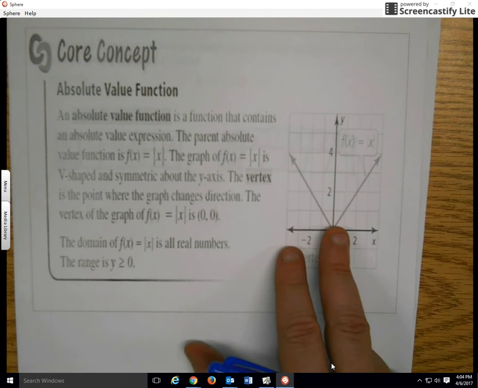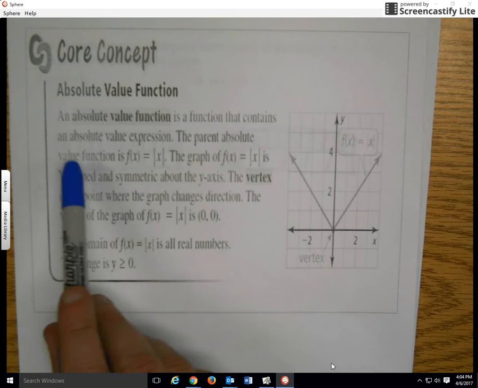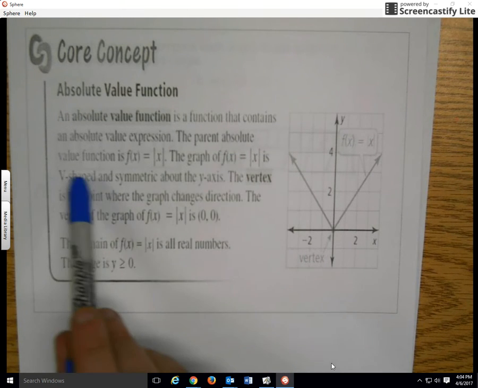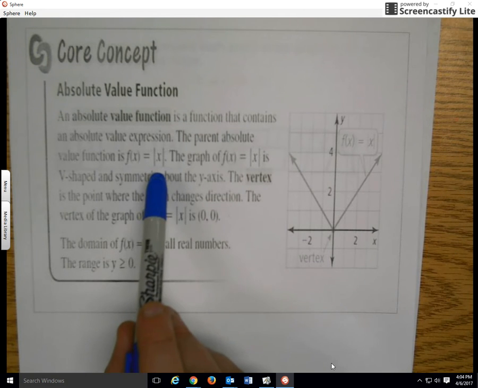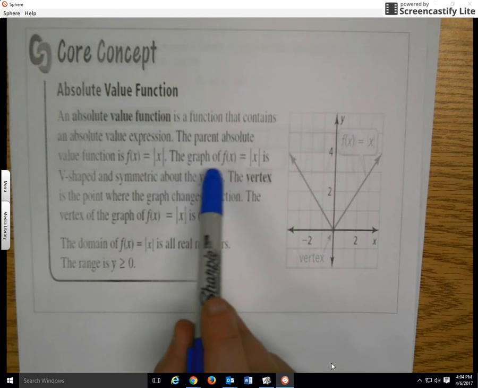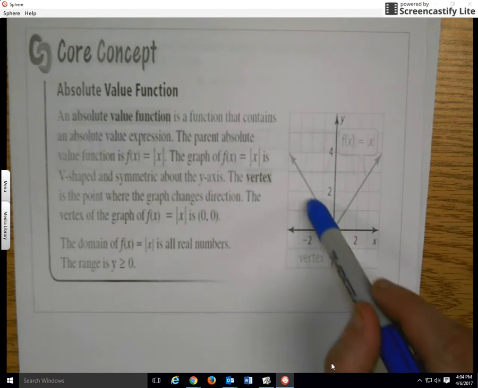So an absolute value function. An absolute value function is a function that contains an absolute value expression. The parent absolute value function is f of x equals the absolute value of x. So this is the one that everything else is based on. The graph of f of x equals the absolute value of x is v-shaped. You can see it right here, it's shaped like a V.